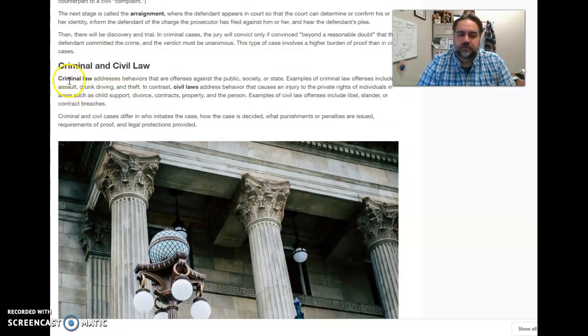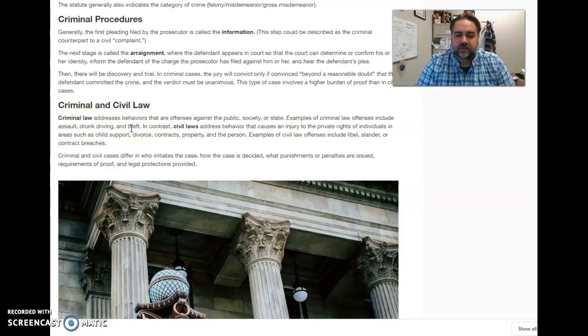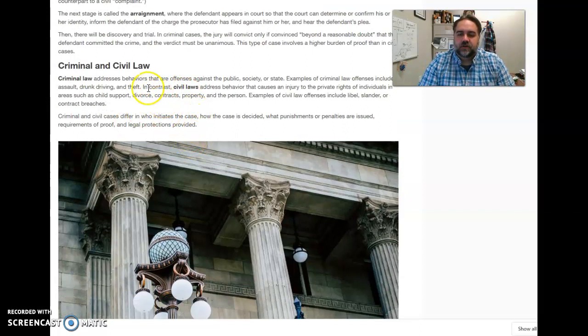Then we go to criminal law and civil laws. Criminal cases are filed by the state against individuals and organizations. Civil law is between parties, two parties. The state will prosecute offenses against public society or the state. So if you're driving drunk, if you've assaulted somebody, theft, things like that, violent crimes included. Civil law involves individuals, such as child support, divorce, contracts, property, things like that.